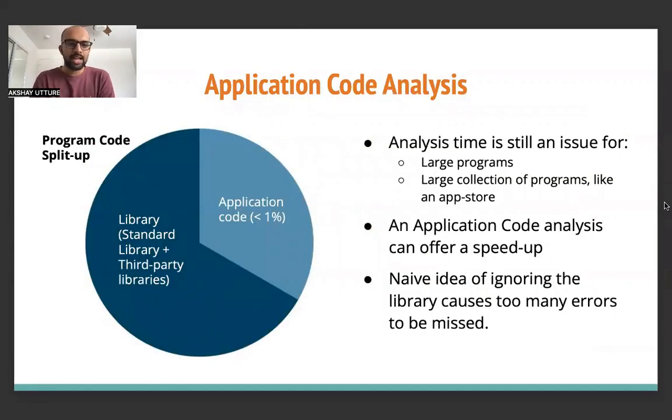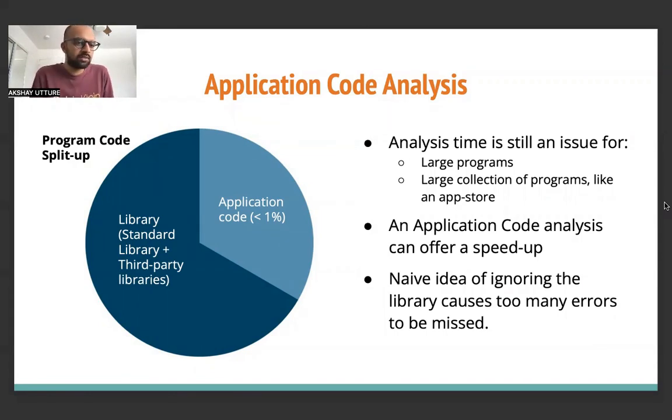Analysis time is still an issue in static analysis for cases like really large programs or a large collection of programs like an app store. An application code analysis can offer a speed up. So what do we mean by an application code analysis?